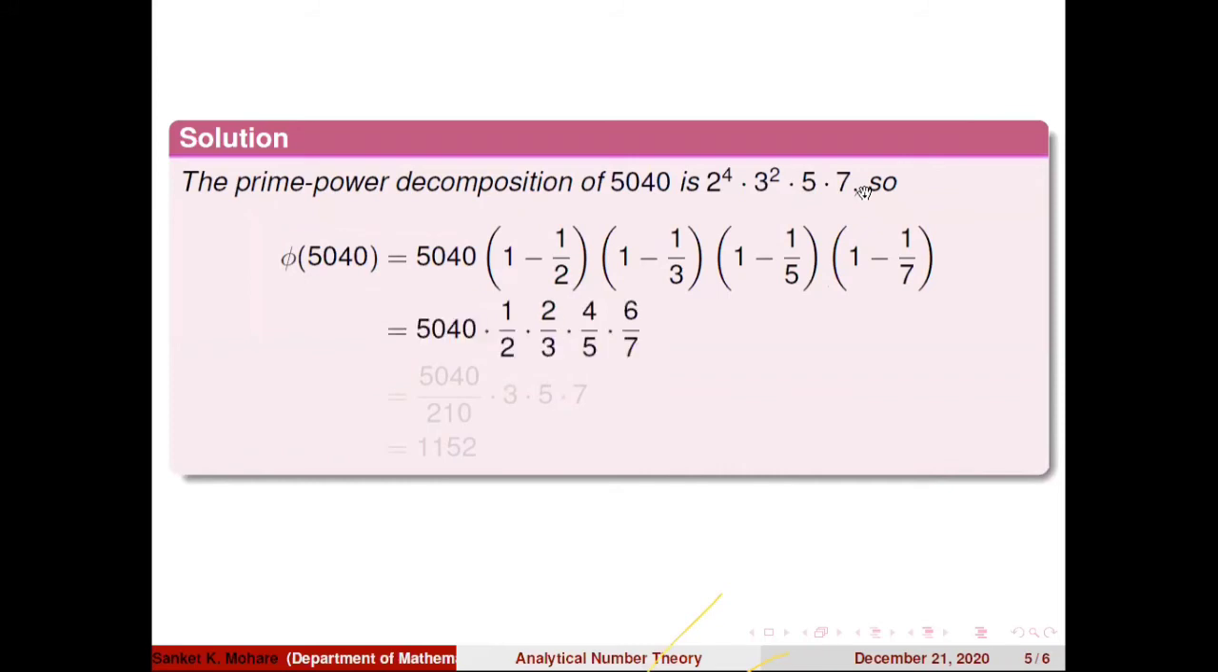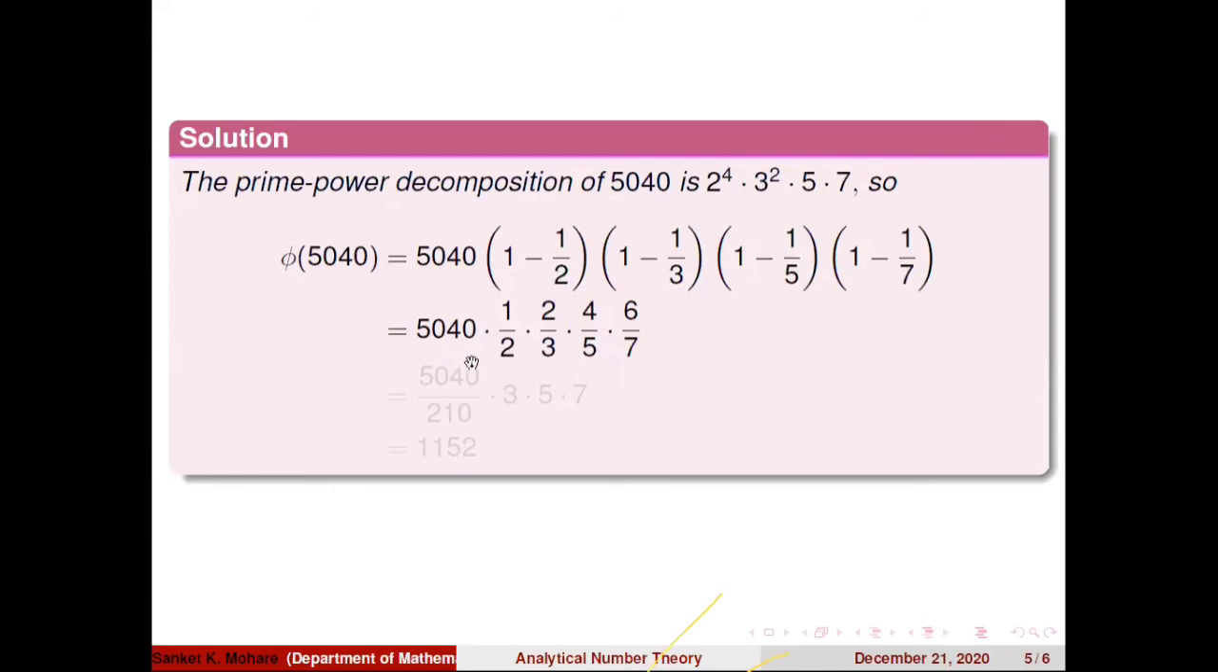So phi of 5040 is equal to, by using that formula, 5040 into 1 minus 1 by 2. Okay, so how many primes are there? There are 4 primes. So this can be exhibited as 1 minus 1 by 2 into 1 minus 1 by 3 into 1 minus 1 by 5 into 1 minus 1 by 7. So this is equal to 5040 into 1 minus half is half, 1 minus 1/3 is 2 by 3, 1 minus 1/5 is 4 by 5, and 1 minus 1 by 7 is 6 by 7.